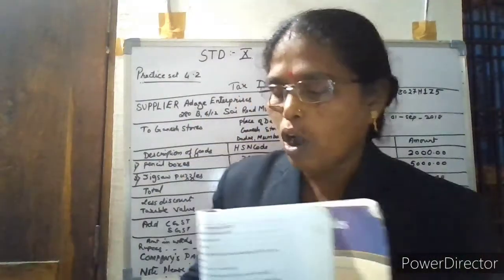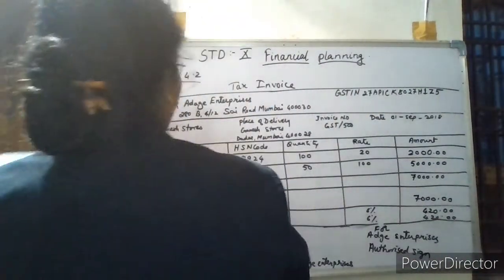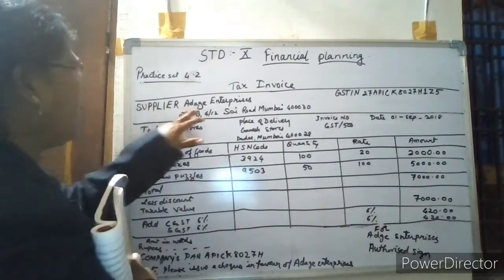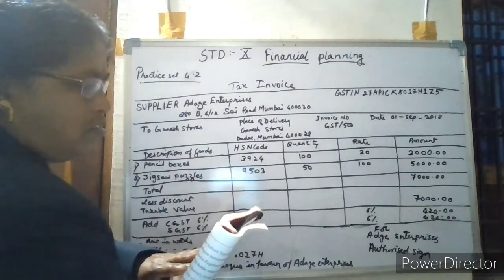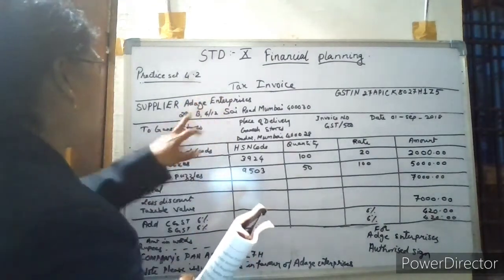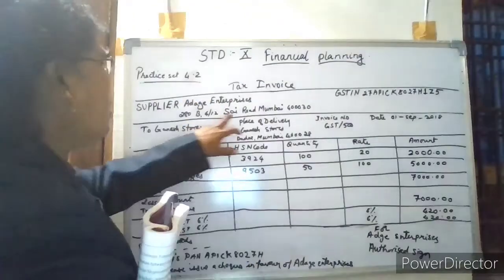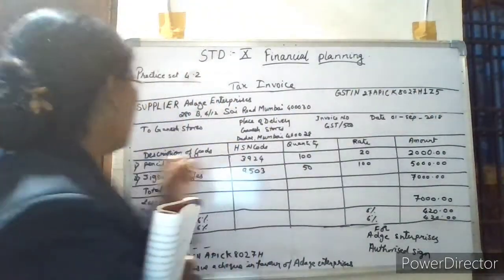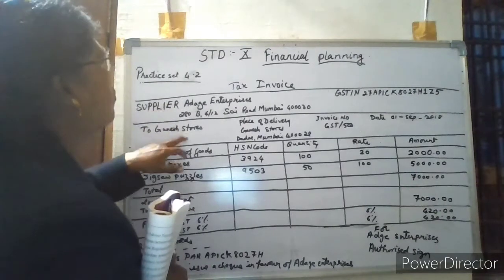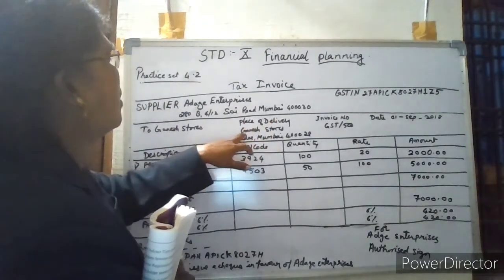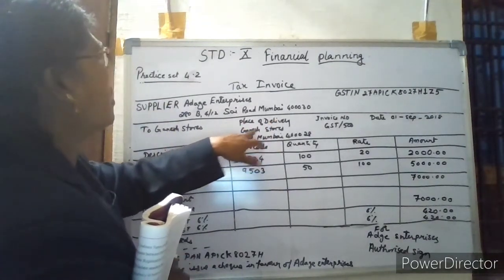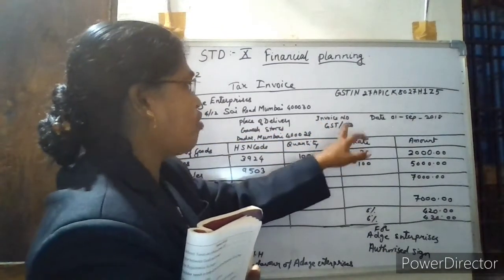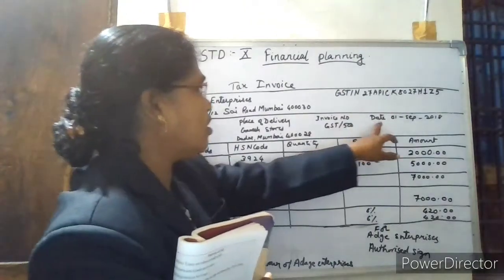So how do we prepare the tax invoice here for business to business? See the supplier's name, Adgi Enterprises. Name on your own. Then 280B Sai Road, Mumbai, this is the address. This is the GSTIN code. Then, 2, Ganesh Stores, place of delivery. This is the address: Ganesh Stores, Dadar, Mumbai. The invoice number you have to write is GST/500, and the date here.